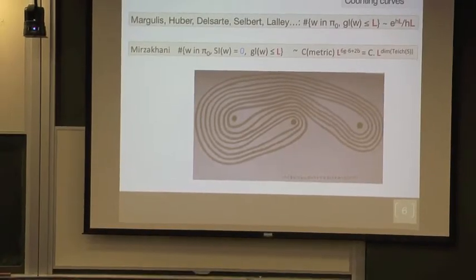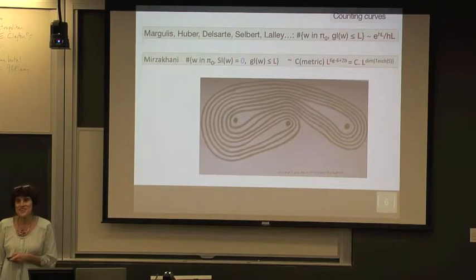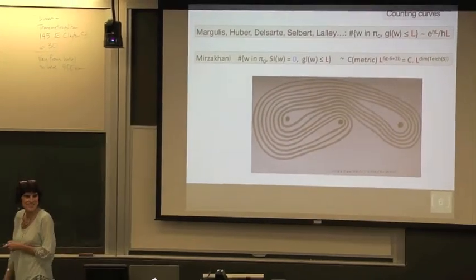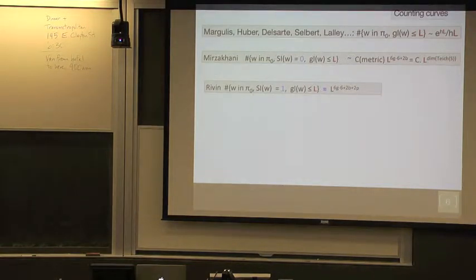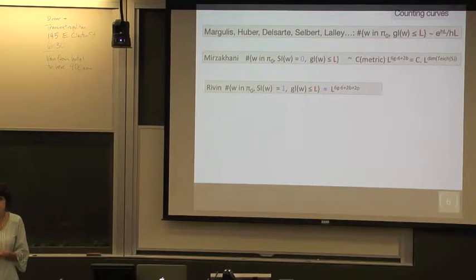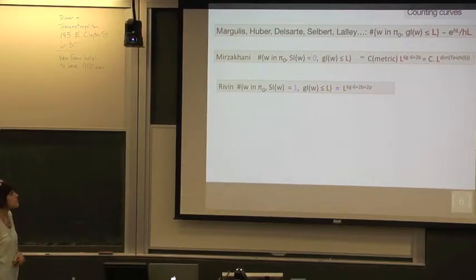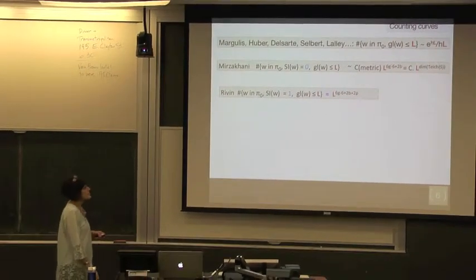And this is just a reminder that simple curves are not that simple. We saw it before in Eric's talk. And then Igor Rivin, using Mirzakhani's results, also proved that all the curves of self-intersection 1 up to geometric length L also grow as a polynomial of the same degree. We don't know the coefficient, but we should do it.